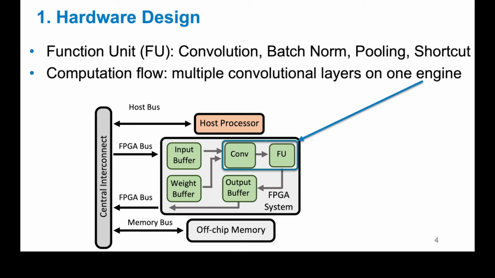To save resources, we run multiple convolutional layers on one processing engine, so the core module in our hardware design is the function unit, which is used to perform the convolution, batch normalization, pooling, and shortcut.